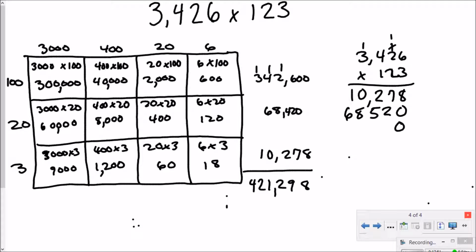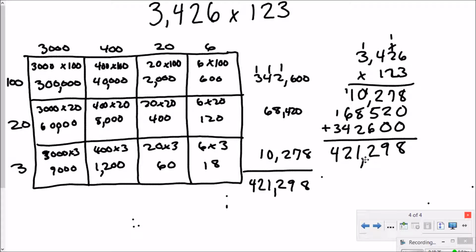Now, this time I added a fourth digit, so I have to put in 2 zeros here because I'm multiplying the 1, which is in the hundreds place. So 1 times 6 is 6. 1 times 2 is 2. 1 times 4 is 4. And 1 times 3 is 3. Add up the sum of those numbers, and we get 421,298. So again, our answers match up.